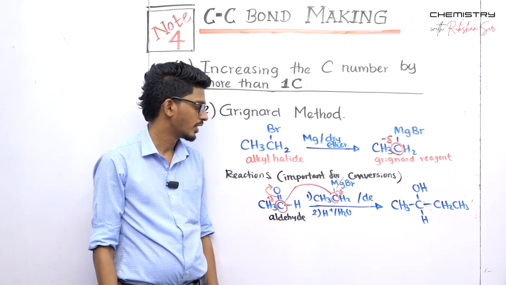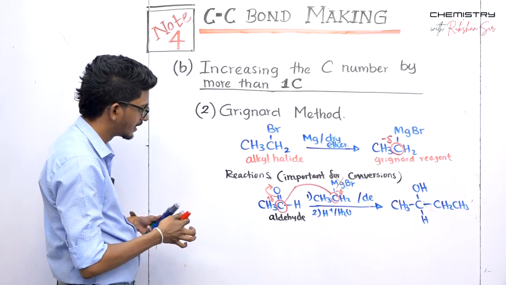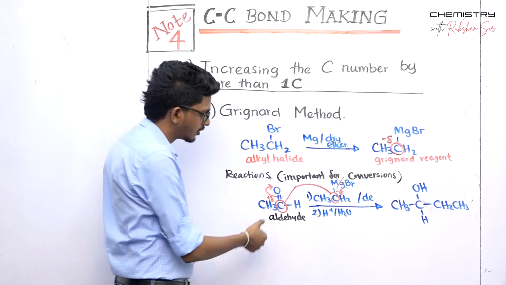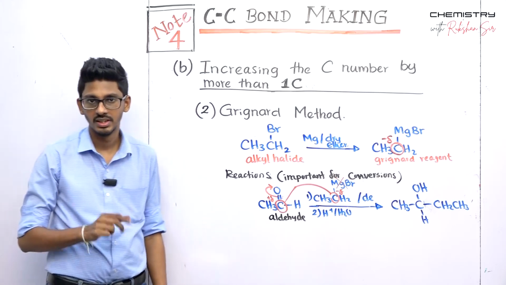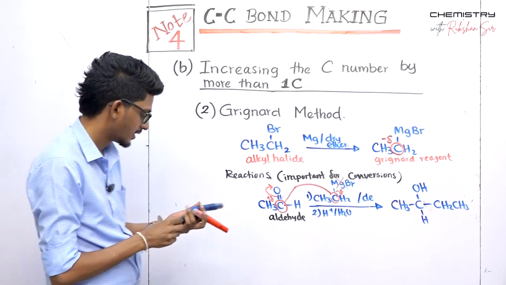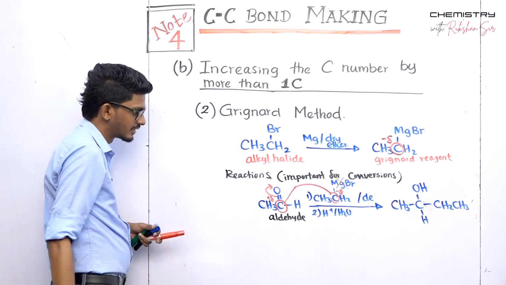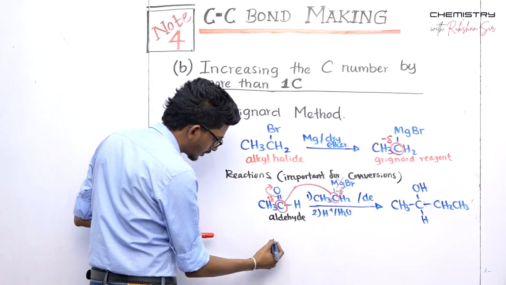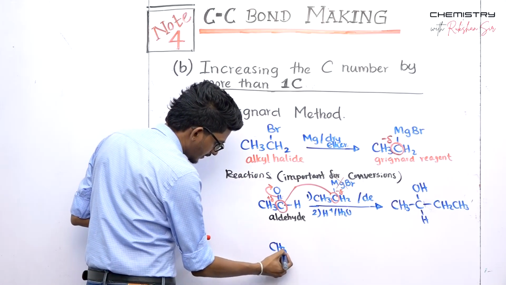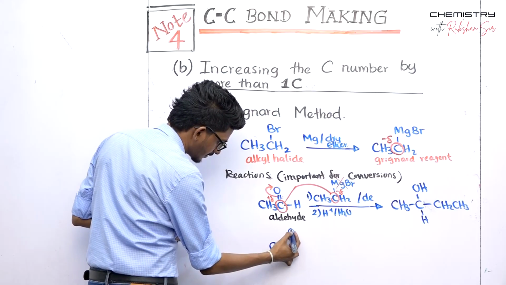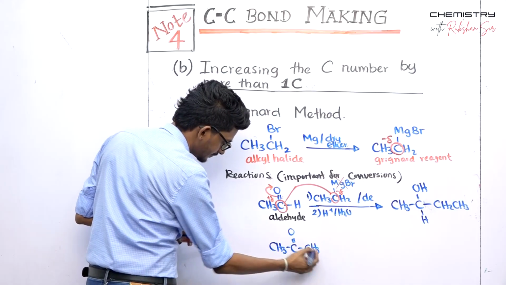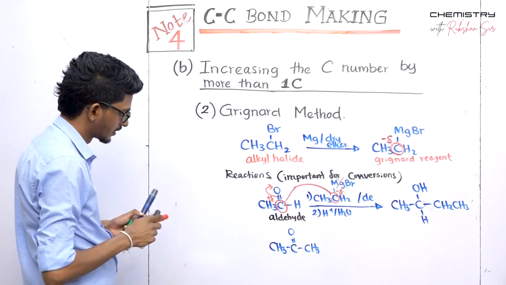Right? Let's do another one. Grignard is able to react with aldehydes, ketones, acid chloride and esters. Let's discuss about these. So this is how it reacts with aldehydes. See the same thing with the ketones. You would have this ketone like this. This is your ketone.